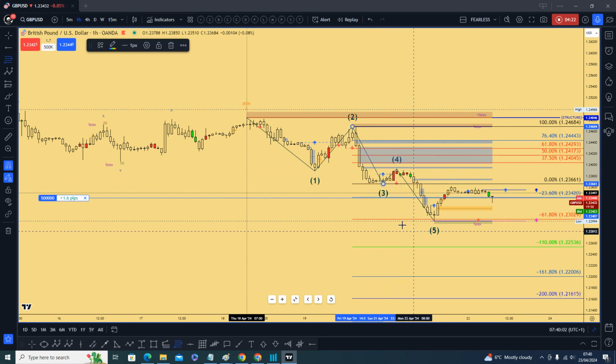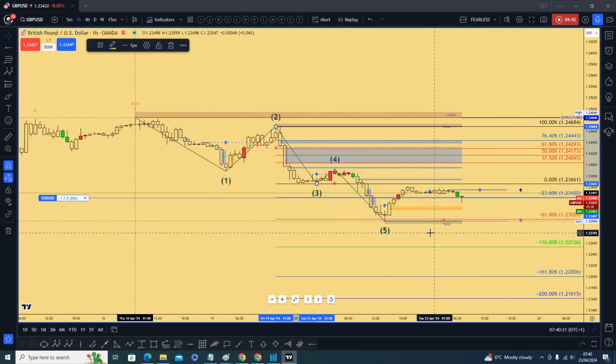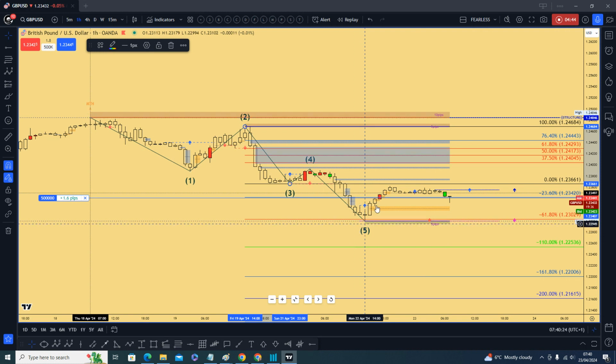And if the price stopped at the minus 61.8, then there will be a strong change in trend. And look at where the price stopped. It did not pause at the 23.6. It came all the way down to minus 61.8. And now we've seen the first move. Okay, so that is the clue.